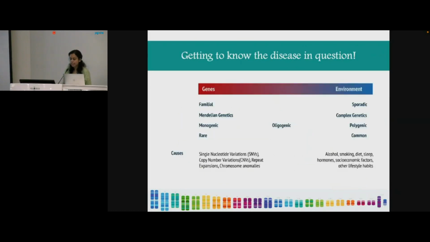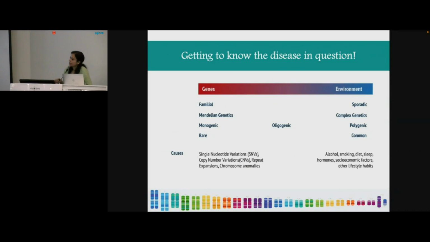So now the next question is the disease in question. After the diagnosis is made, one should clearly try to understand the type of disease. Type of disease means whether it is a genetic disease or some environmental factors are responsible for the disease. In a genetic disease, you need to see whether the disease is familial, where it follows Mendelian genetics or not. It is monogenic, polygenic or oligogenic. And if it is genetic, we need to see whether it is a rare or a common disorder. Then we can look for the cause based on this information, like SNVs, CNVs, repeat expansions or chromosomal anomalies.